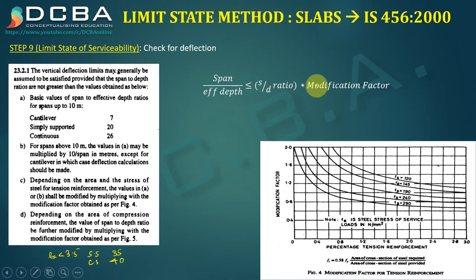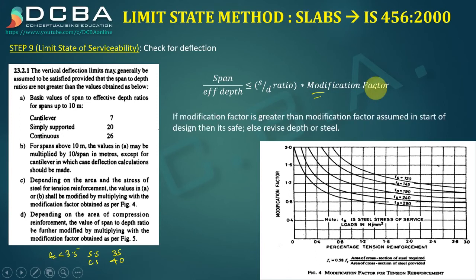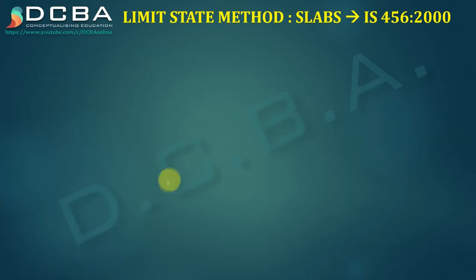So these span to depth ratios we have multiplied by the modification factor. You will have to find the modification factor based on the area of cross section of steel required and area of cross section of steel provided. Based on that, when we find the modification factor, if the modification factor found here is greater than what we had taken in step 2, then our design is safe. Otherwise you will have to revise the steel or you will have to revise the depth entirely.